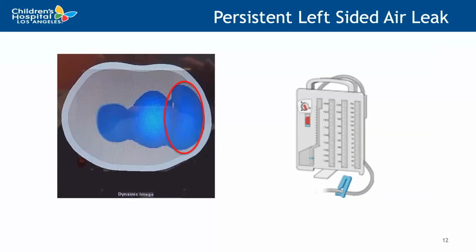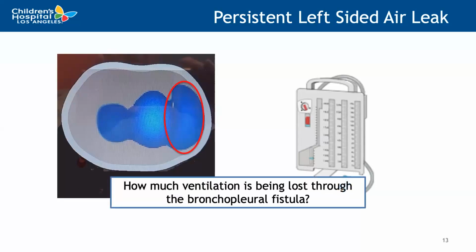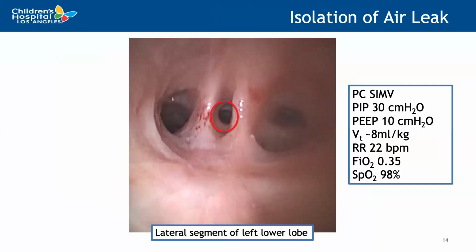But again, we knew that 70% of the ventilation was going to the left lung, but it was unclear exactly how much was being lost through the bronchopleural fistula and the air leak. And so that was the question we were posed with at the bedside. And so the team ultimately elected to perform a bronchoscopy on this patient.